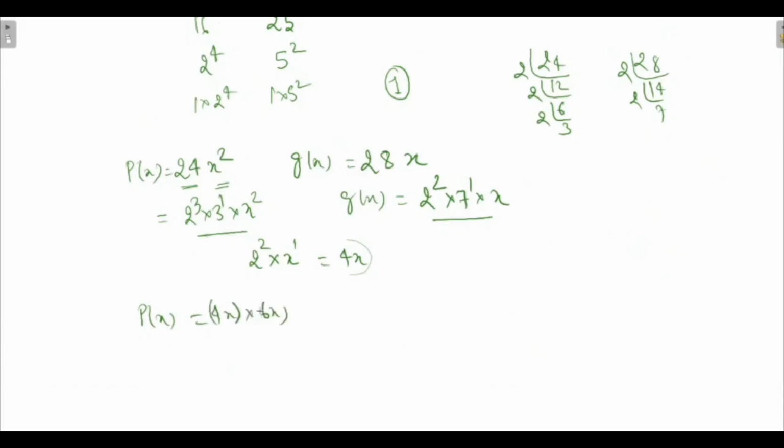So, and similarly, gx can be written as 4x into 7 as well. So in this way, you can see that 4x can be taken common, and when I divide it by 4x, here I'll be left with 6x, and in the other case, I'll be left with 7. Okay. So now let's try to complicate it a little more.